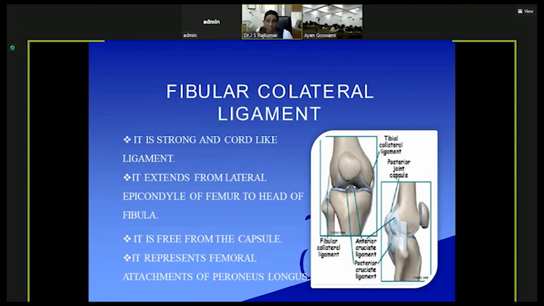Best way to learn anatomy is to compare one side to the other. Compare left to right. So you know that the medial one is attached to the capsule, whereas the lateral one is free from the capsule. And it extends from the lateral epicondyle of the femur to, as we described earlier, the head of the fibula. You can see this is a cord-like structure, the lateral collateral ligament, running from the lateral epicondyle to the head of the fibula.